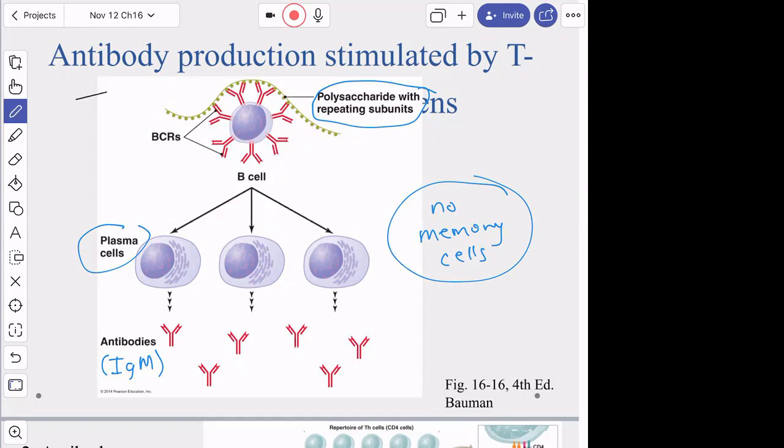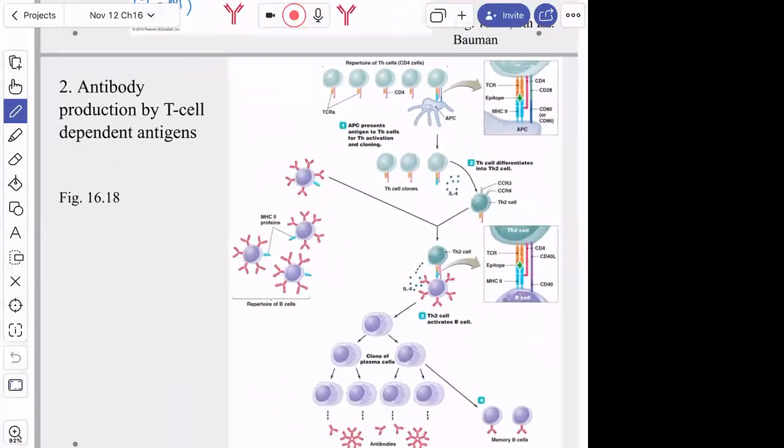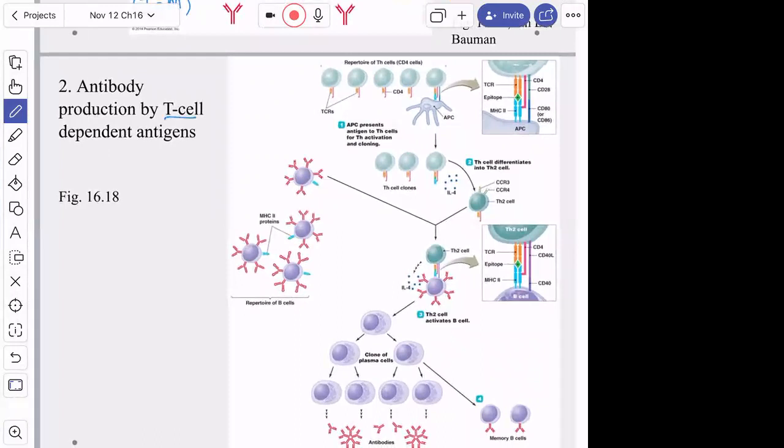Okay, how are B cells more often stimulated or activated? That's by what we call T cell dependent antigens. So the B cells rely on T helper cells for a second signal before the B cells will start differentiating into plasma cells to make antibodies.